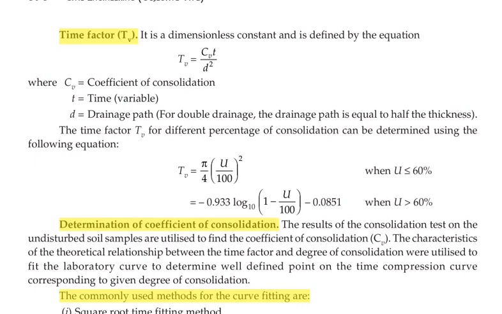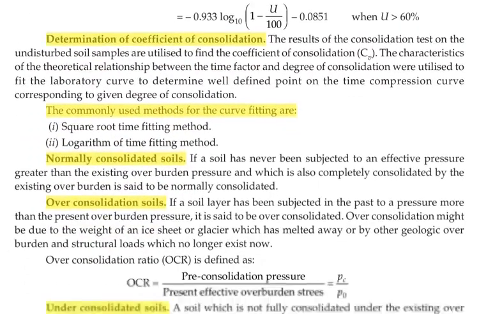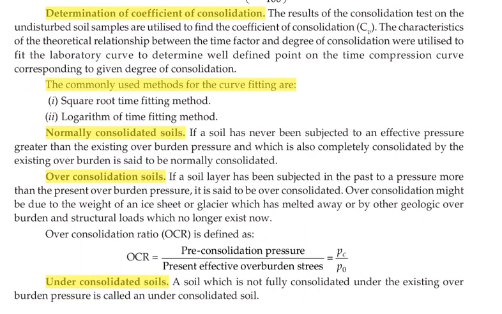And also the time factor Tv for different percentage of consolidation can be obtained by the following equation, where U less than or equal to 60% means that Tv is equal to pi by 4 into U divided by 100 the whole square, where U greater than 60% means the Tv is equal to minus 0.933 log 10 of 1 minus U divided by 100 minus 0.0851.